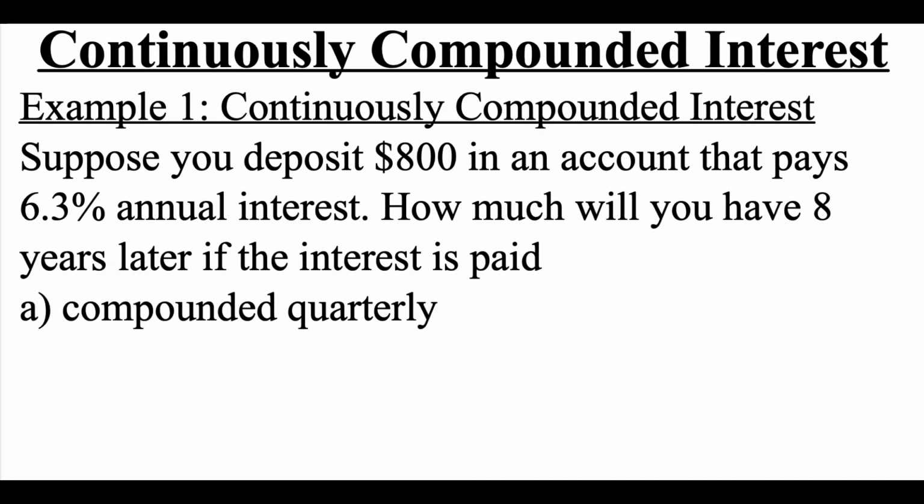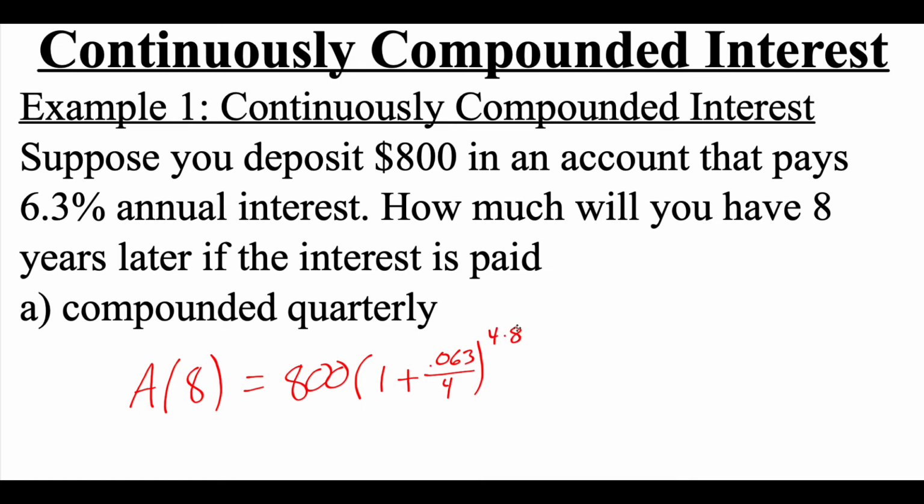So let's suppose that we deposit $800 into an account that pays us 6.3% annual interest, and we want to figure out how much money we're going to have after 8 years if the interest is paid. First, we're going to do compounded quarterly. So we're going to look at A of 8, since we're looking at 8 years. So this would be that principal initial investment, that $800, times 1 plus the R value we want to turn into a decimal, so 0.063, over N, the number of compoundings. If we're doing this quarterly, that means 4 compoundings per year. And then our power is that N value of 4 times the number of years, 8.